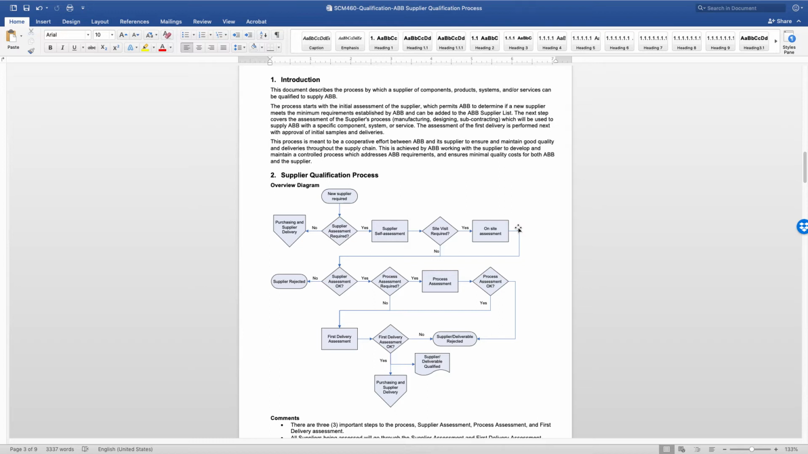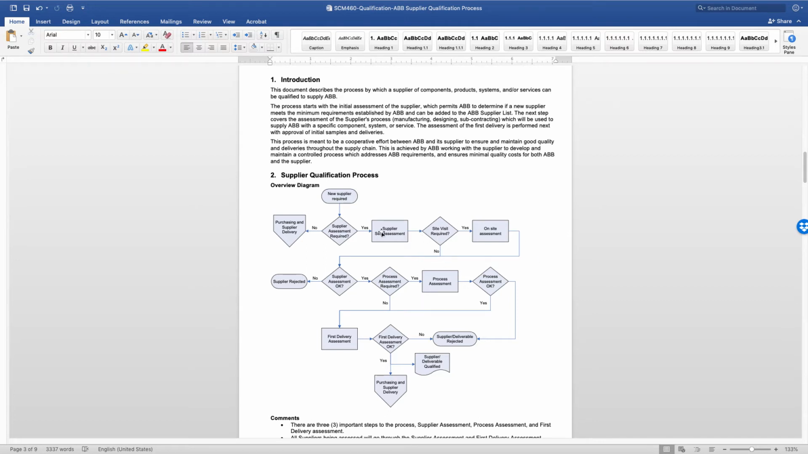An on-site visit means that ABB people go to the supplier plant and check the information that has been included in the supplier self-evaluation questionnaire. In case instead we trust him, we can skip this step.